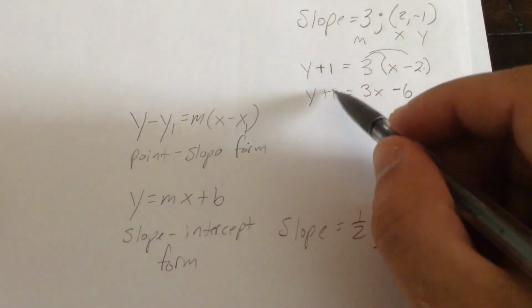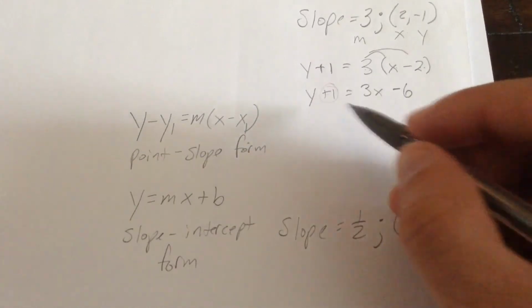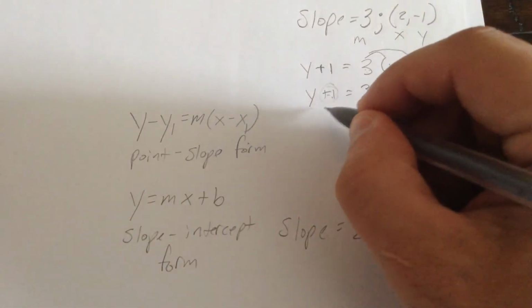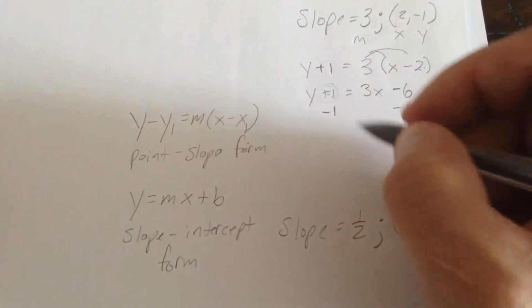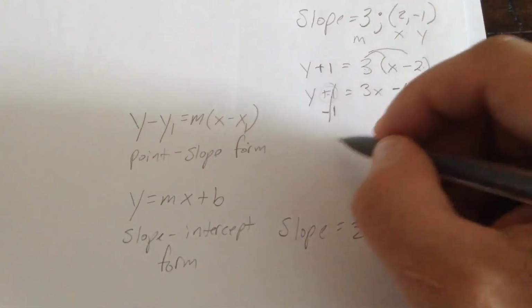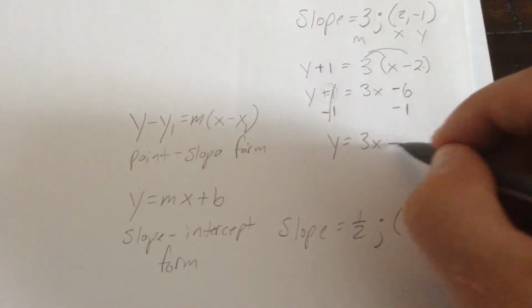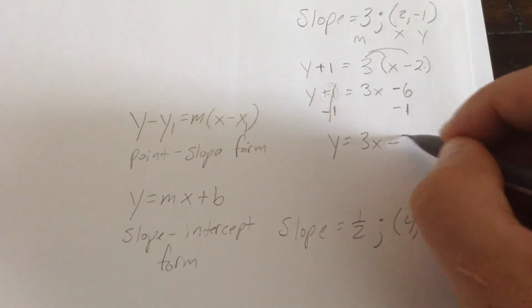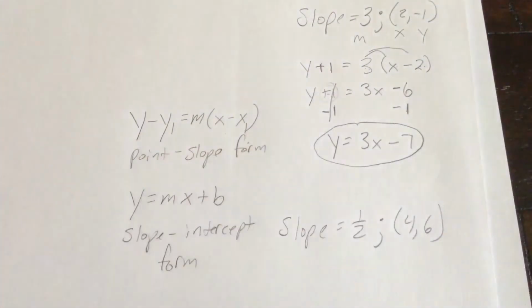So the only thing I have to do is make this 1 move over to this side. Okay, so it's plus 1, so I'm going to do the opposite. Minus 1, minus 1. That'll get me to the other side of the equal sign and cancel this out. So we get y equals 3x, negative 6 minus 1 is negative 7. Then I'm all done.